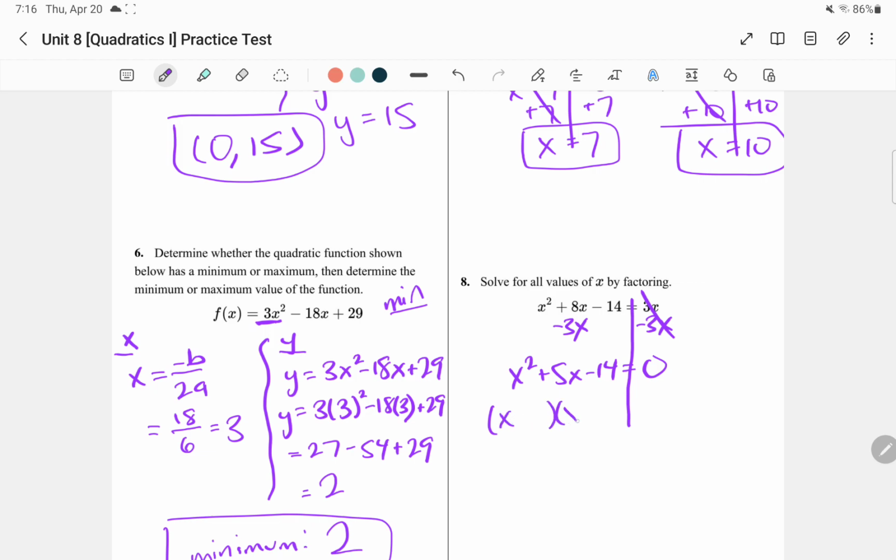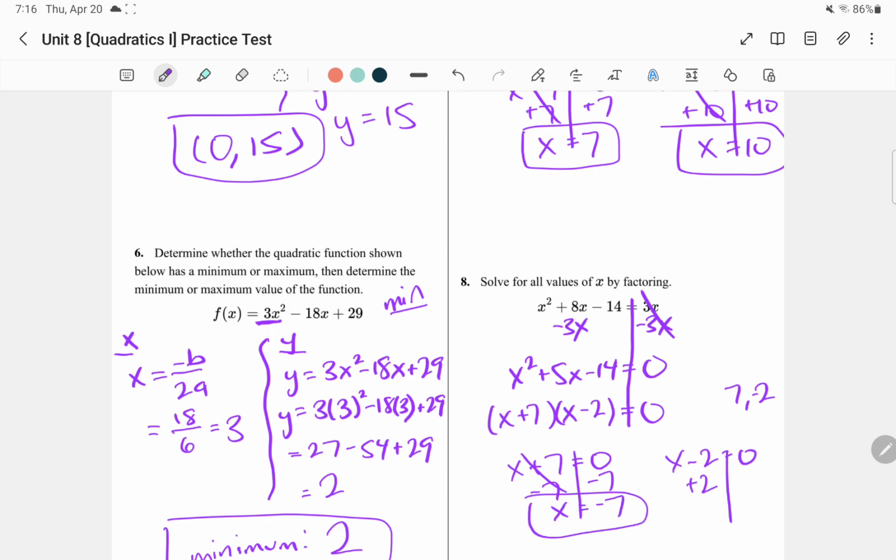Now, how do I know which one is... here, let's write it over here. So 7 and 2, right? I know one of these has to be negative because it gives me negative 14. But to add to positive 5, my bigger number has to be positive. That means the 2 is negative. So x plus 7 and x minus 2. I break it up into 2 equations. x is negative 7, and x is positive 2. All right, that's number 8.